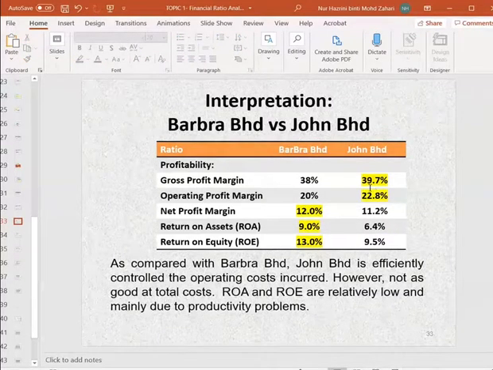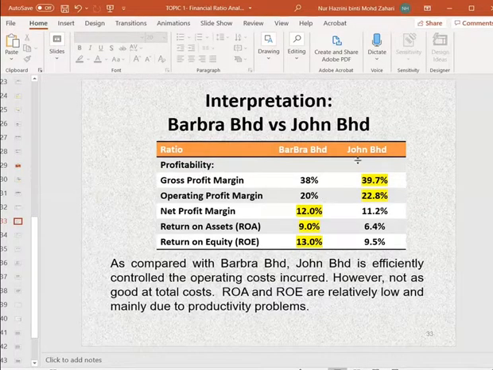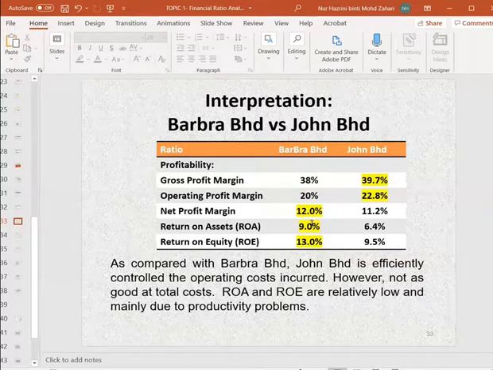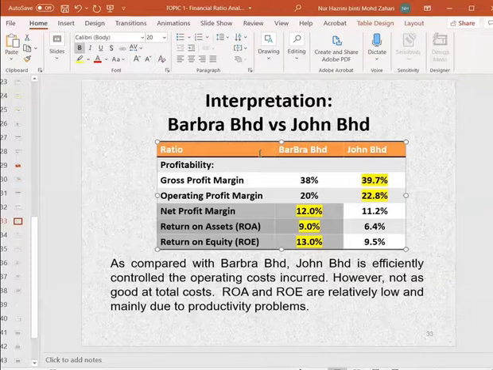Okay, so this is what you need to do when you calculate your ratio and when you want to decide. So in terms of profitability, John's company is doing better in 2 of 5 ratios that we calculate. Barbara is doing better in 3 of 5 ratios. So for me, personally, I will say Barbara is better than John.